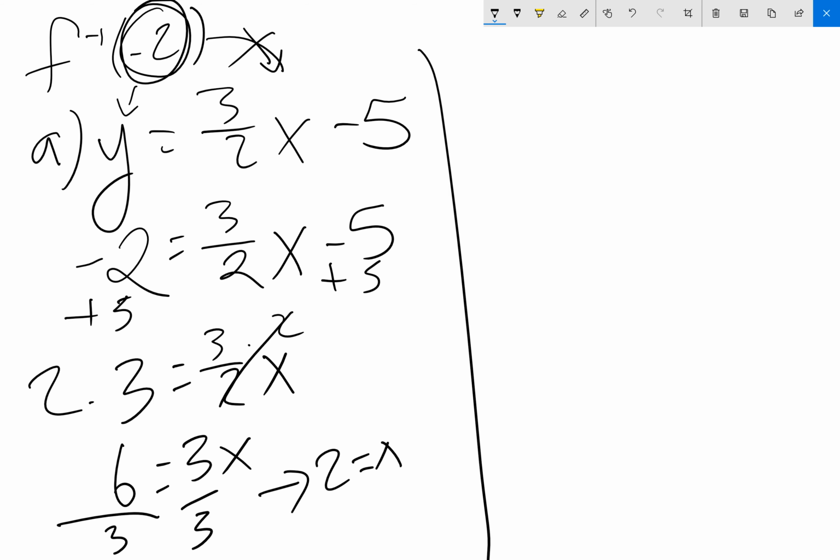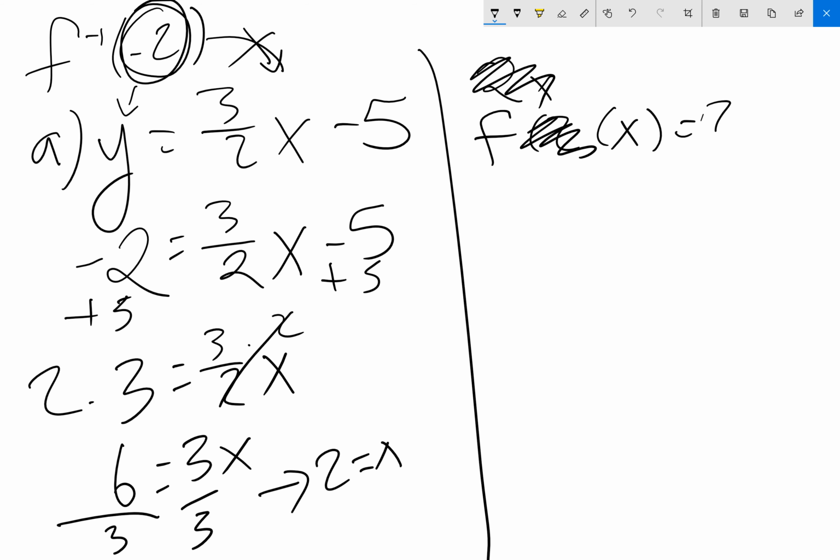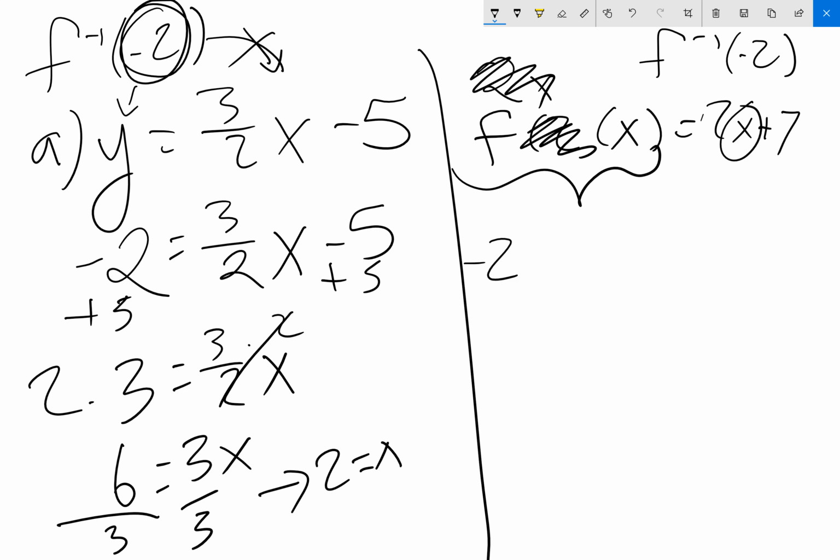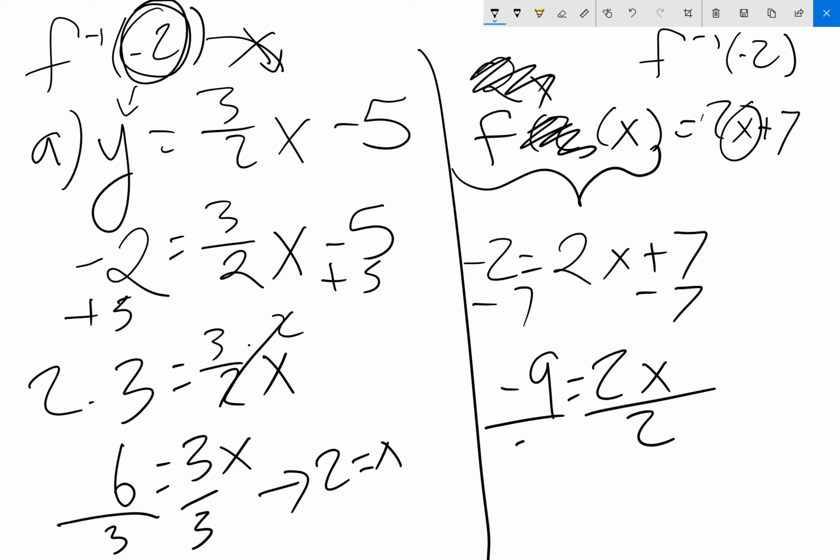So same thing with f of x equals 2x plus 7. F inverse of -2 is we're looking for the x when f of x is -2, right? We switch the inputs and the outputs. So 2x plus 7, subtract the 7, divided by 2. Okay.